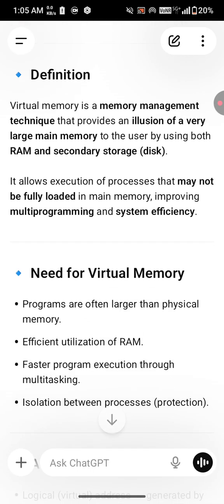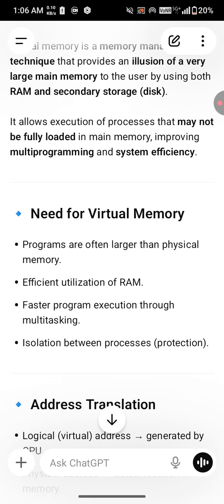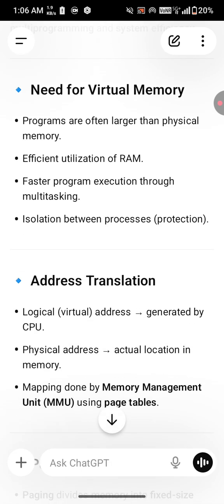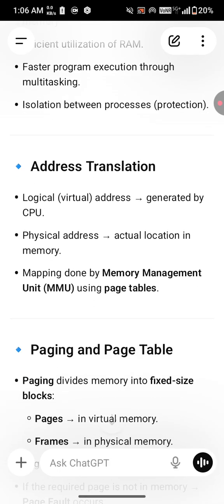Need for virtual memory. Programs are often larger than physical memory. Efficient utilization of RAM, faster program execution through multitasking, isolation between processes. Address translation: logical addresses, meaning virtual addresses, are generated by the CPU. Physical address is the actual location in memory. Mapping is done by the memory management unit, MMU, using page tables.